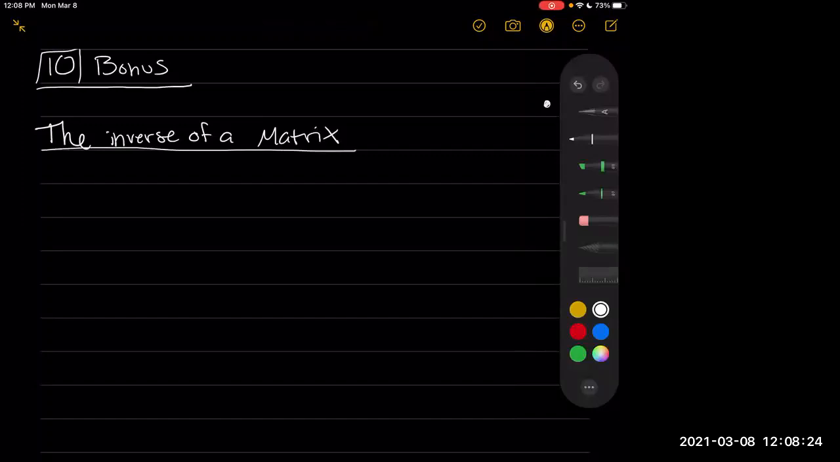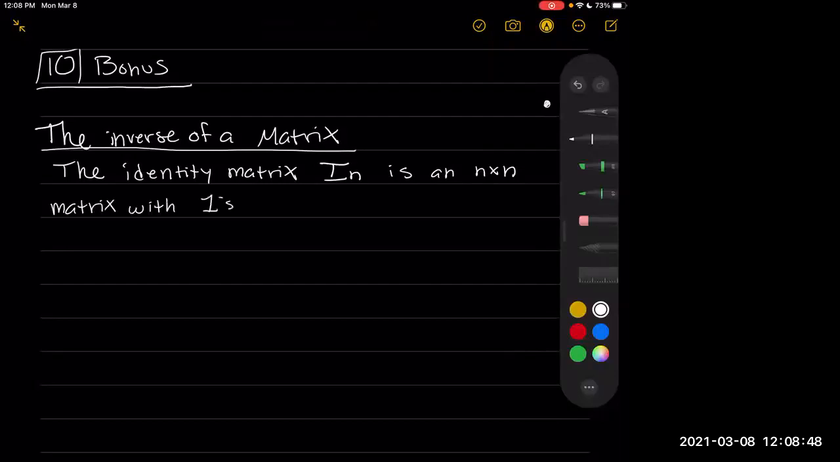So a big thing with the inverse is first we need to understand that there's a thing called the identity matrix, which we call IN, and it is an n by n, a square matrix, with ones along the diagonal and zeros elsewhere.